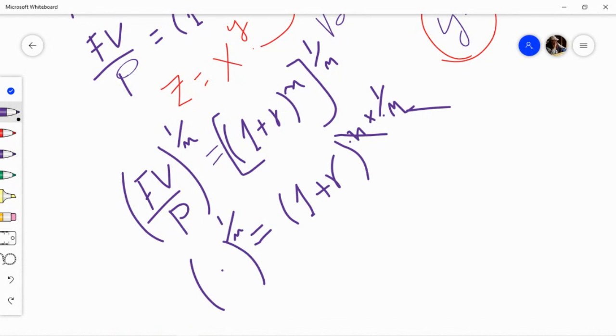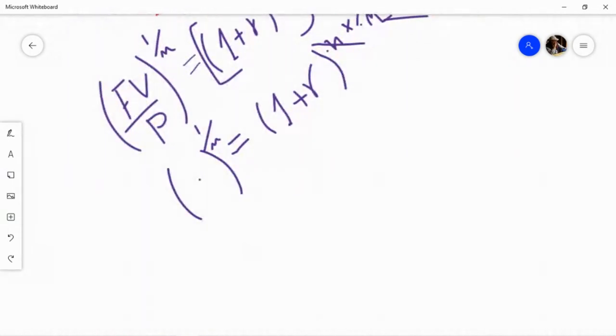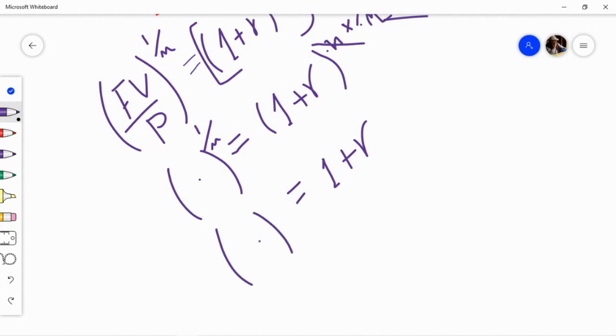Then, rearranging everything. Now, think about it. We want to know what R is, right? So we can isolate only R because this cage is now gone, right? This 1 plus R here is the thing in the bracket raised to 1 over n. And we want to isolate R.